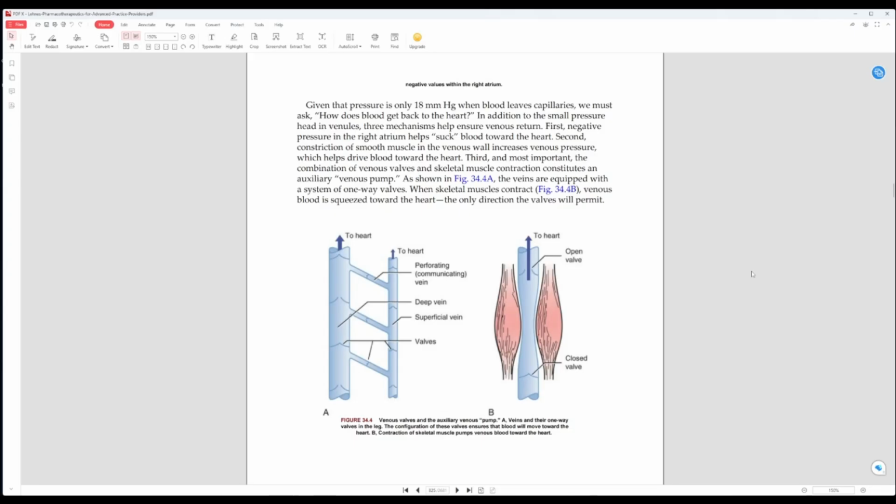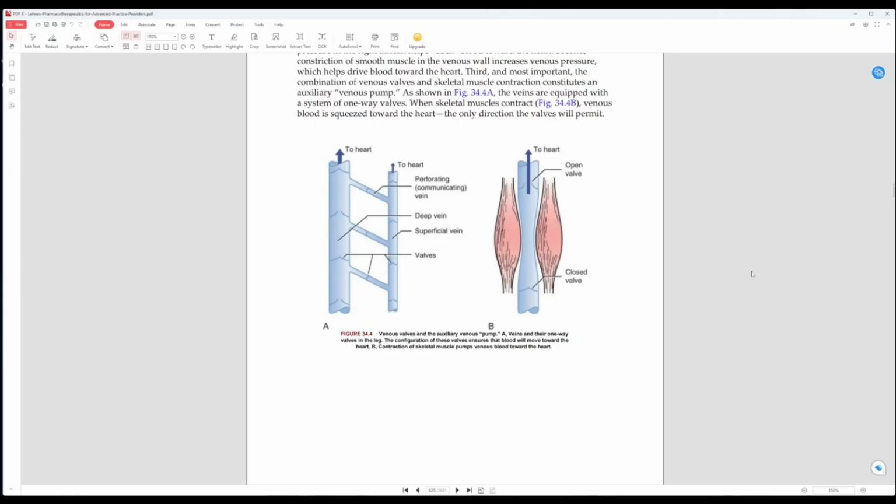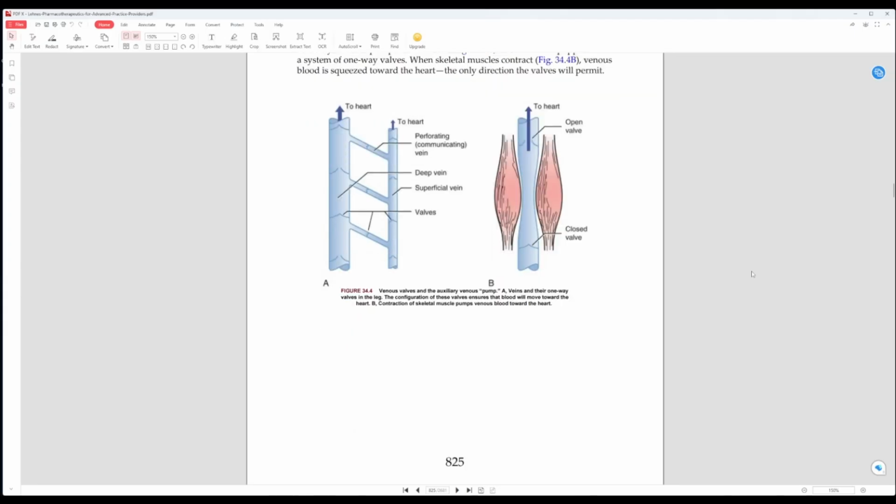The veins are equipped with a system of one-way valves. When the skeletal muscle contracts, venous blood is squeezed towards the heart, the only direction the valves will permit. So that's the B portion of this picture. Again, this is a pathophysiology review to some extent, so if I'm going quickly through this, hit pause if you want to review and take a look at all the pictures.